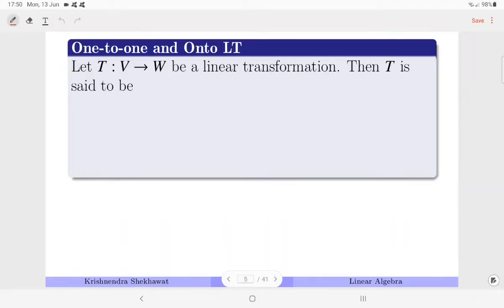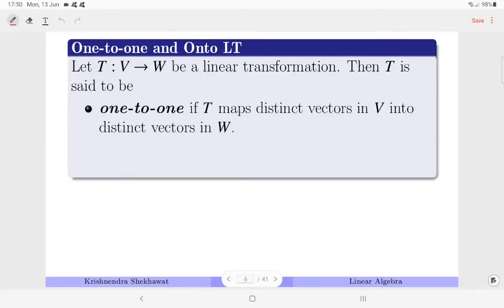Let T: V to W be a linear transformation, then we say that T is 1 to 1 if T maps distinct vectors in V into distinct vectors in W, which means that if T of U is equal to T of V, then U should be equal to V, which also means that if U is not equal to V, then T of U should not be equal to T of V.